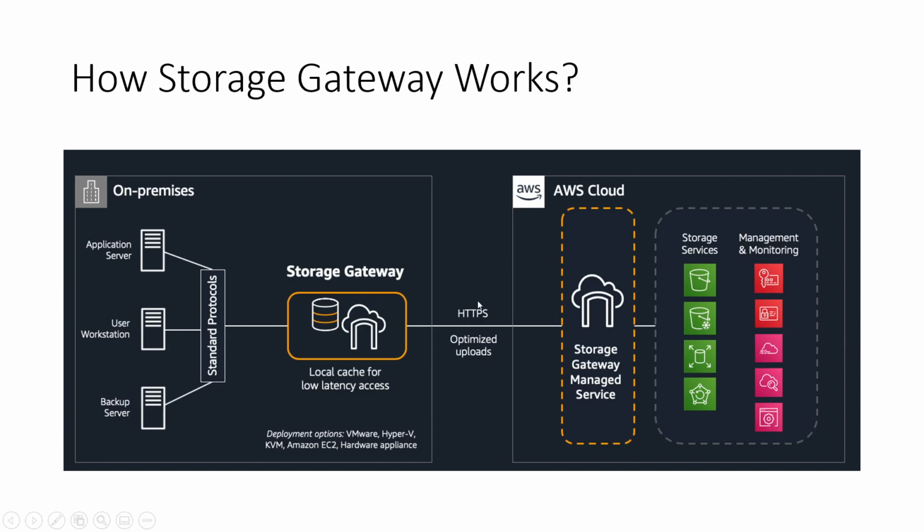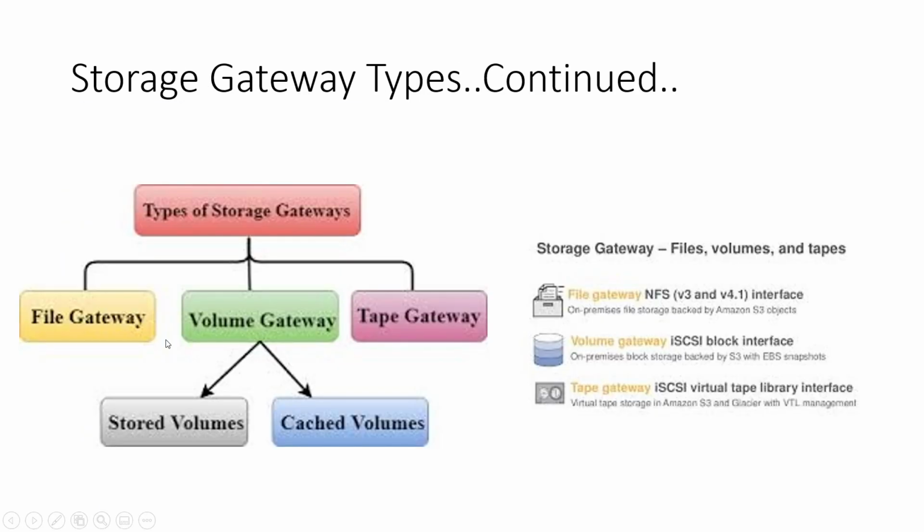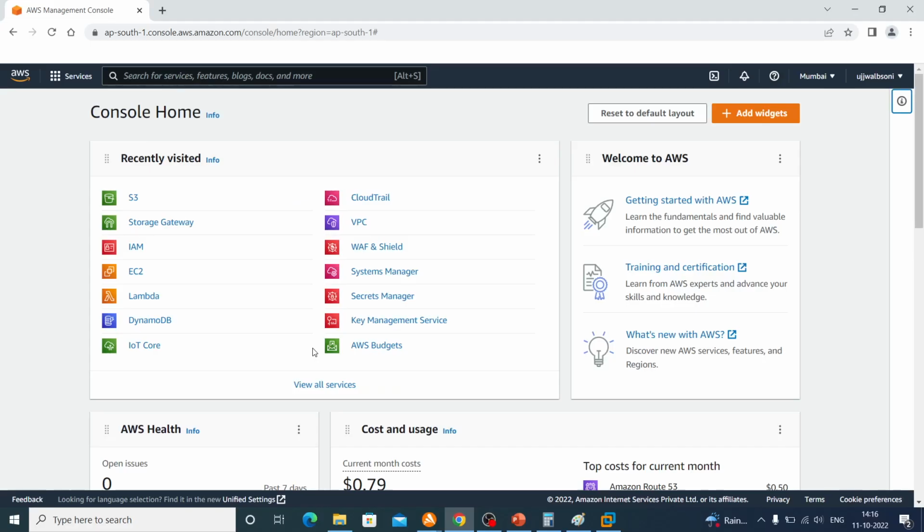Okay, so I'll walk you through the hands-on demo now, where I will create a file gateway. Okay, so we are going to be creating this file gateway. I'll be sharing the drive and mounting it on my Windows laptop. Okay, so let's log into the AWS console first. All right, so here I'm logged into my AWS console. What I'm going to do is I'll navigate to the Storage Gateway service.